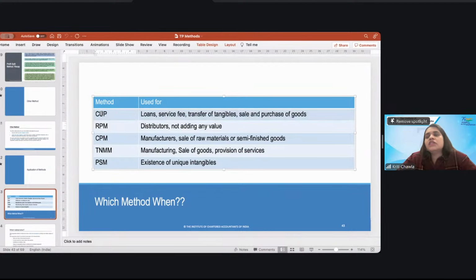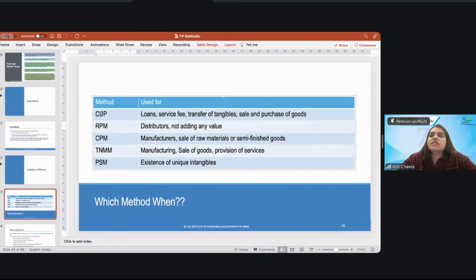Even in questions, from an examination point of view, if you see that there is data relating to a related party, and they have also given you information on how that transaction is undertaken between unrelated parties, that is where you can see that the CUP method could be useful.